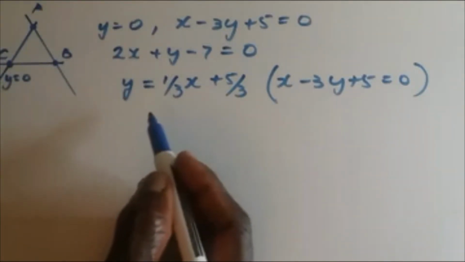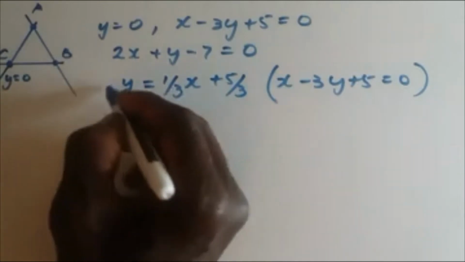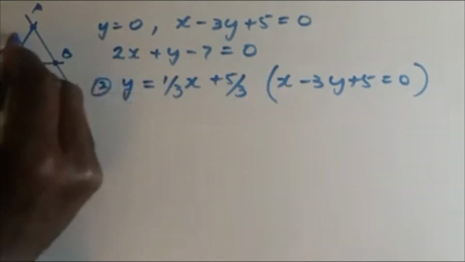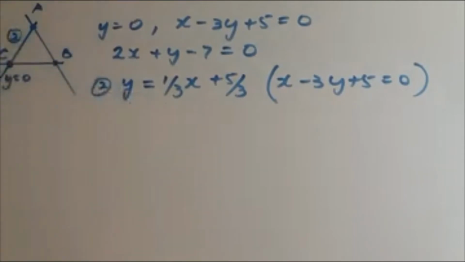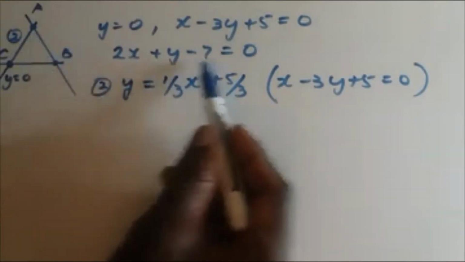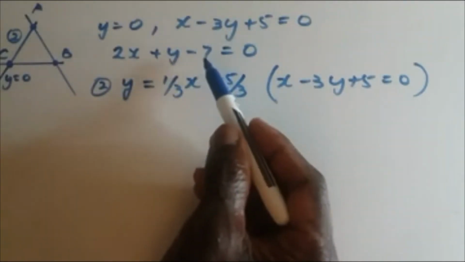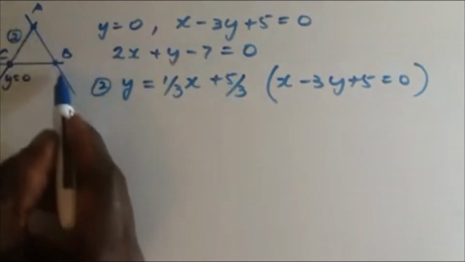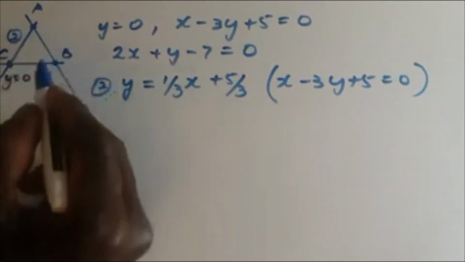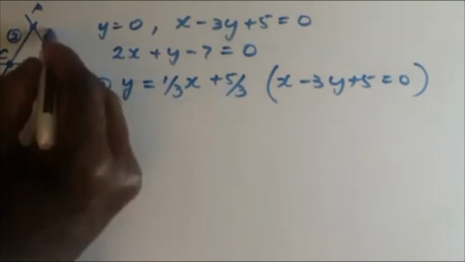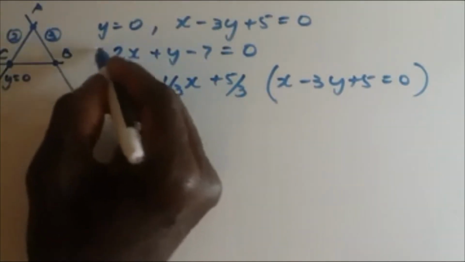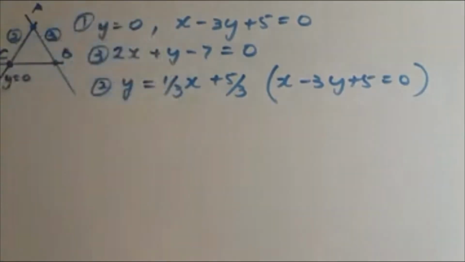So we'll just label this equation as equation 2, and we'll put a 2 there. And if we were to rearrange this, we'll see that this has a negative gradient, and so it must be this line here, AB, or this side of the triangle. So we'll call this 3. So this is 3, this is 1. Now we need to find the coordinates of the vertices.